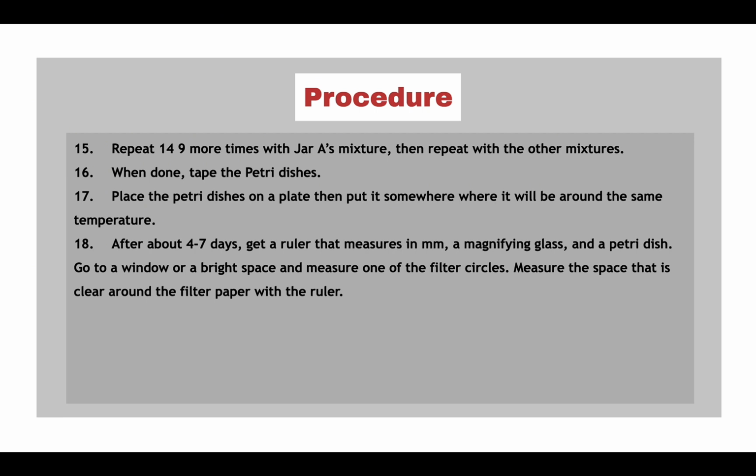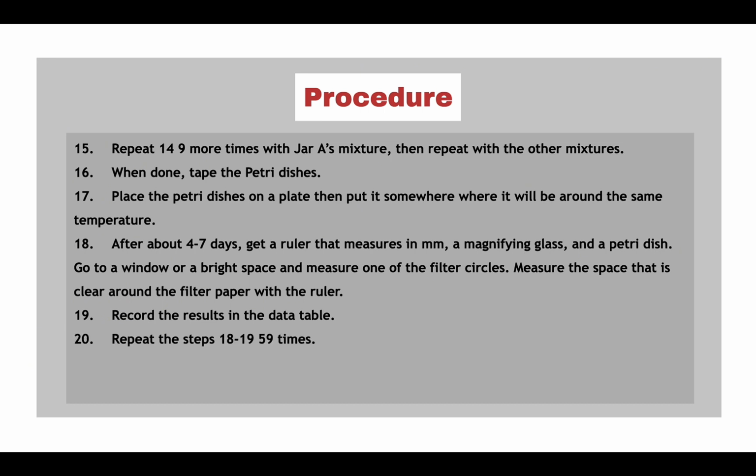18. After about 4 to 7 days, get a ruler that measures in, I meant to say centimeters, a magnifying glass, and a petri dish. Go to a window or a bright space and measure one of the filter circles. Measure the space that is clear around the filter paper with the ruler. 19. Record the results in the data table.